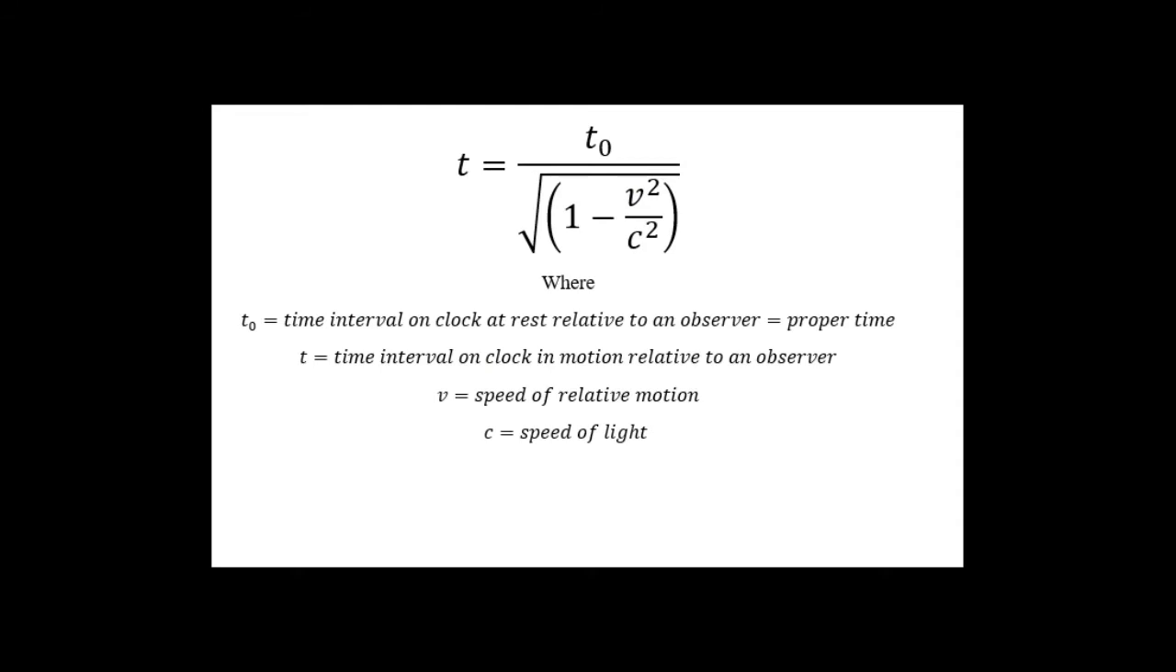Okay, so we now have here the final equation wherein we have t equals t naught divided by square root of quantity 1 minus v squared over c squared, where t naught is the time interval on clock at rest relative to an observer, so that is also known as proper time, and then t is the time interval on clock in motion relative to an observer, v is the speed of relative motion, and then c is the speed of light. Okay?